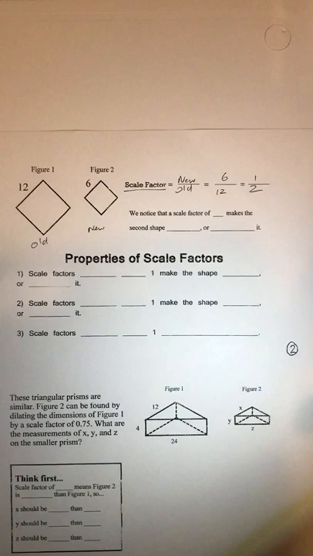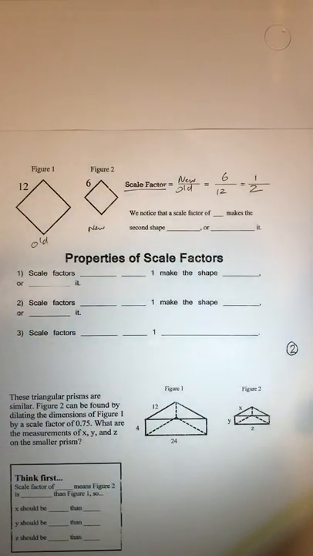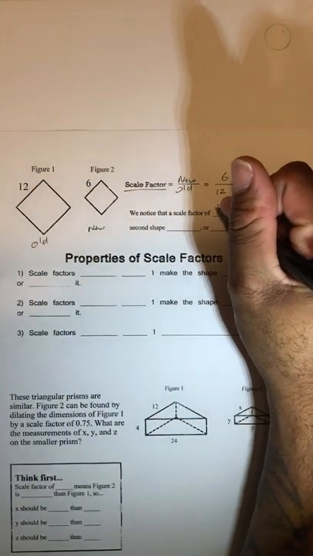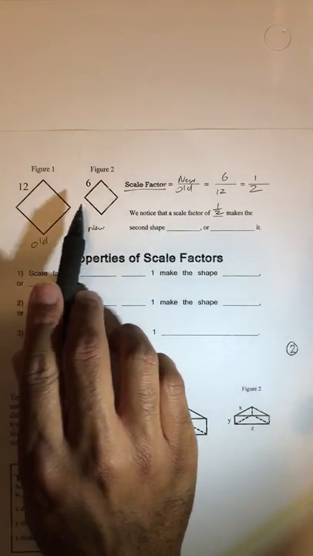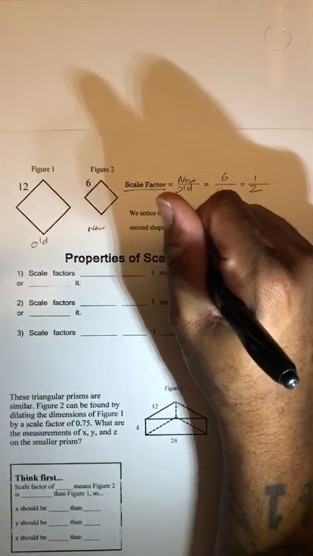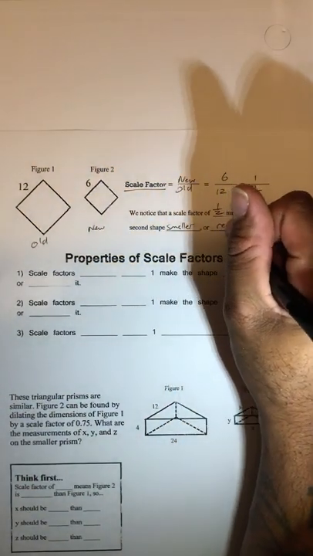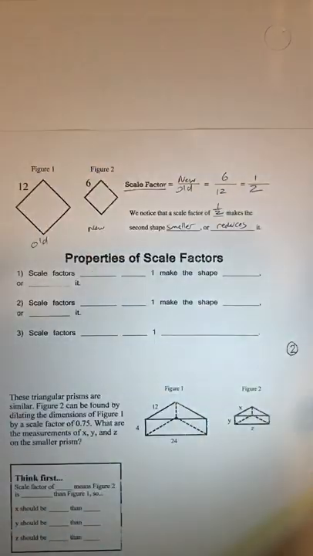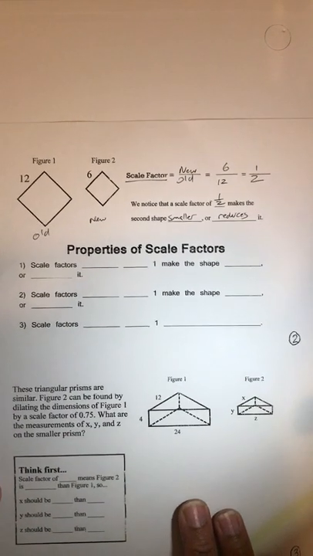Now, one key thing I want you to see is that when you use labels, it really helps you define things a lot easier. It helps you eliminate possibly using the wrong thing. Now, we noticed that a scale factor of 1/2 went from this to become this. A scale factor of 1/2 makes the shape smaller or reduces it. On the last one, the scale factor was more than 1, and it became bigger. So anytime it's more than 1, your shape is getting bigger. If it's less than 1, it is getting smaller.